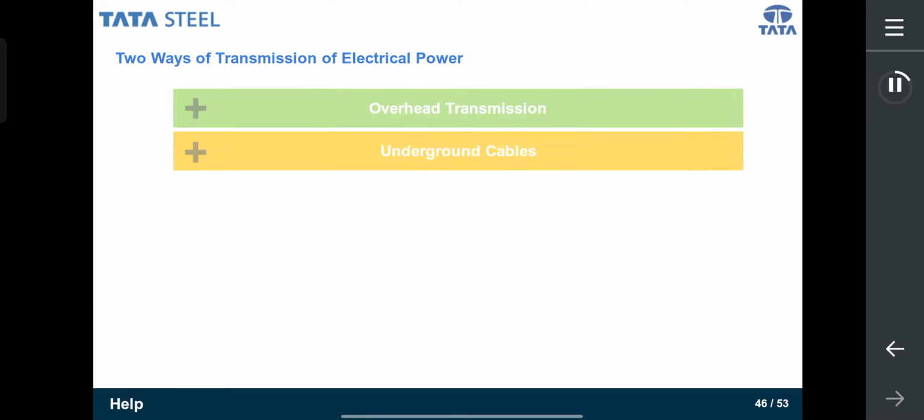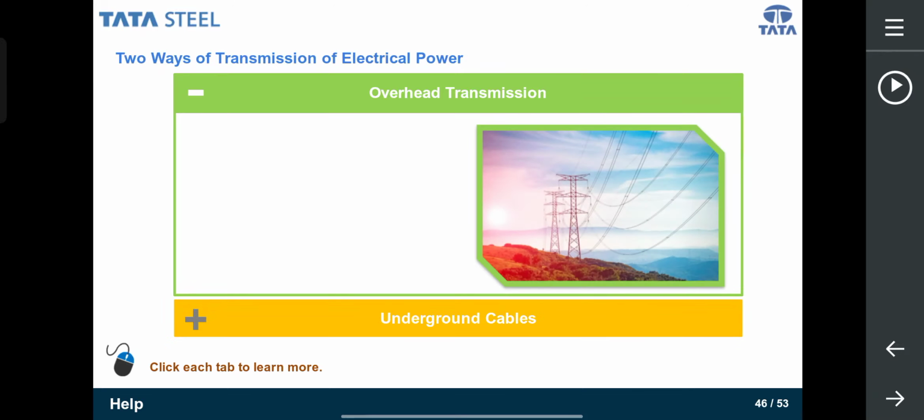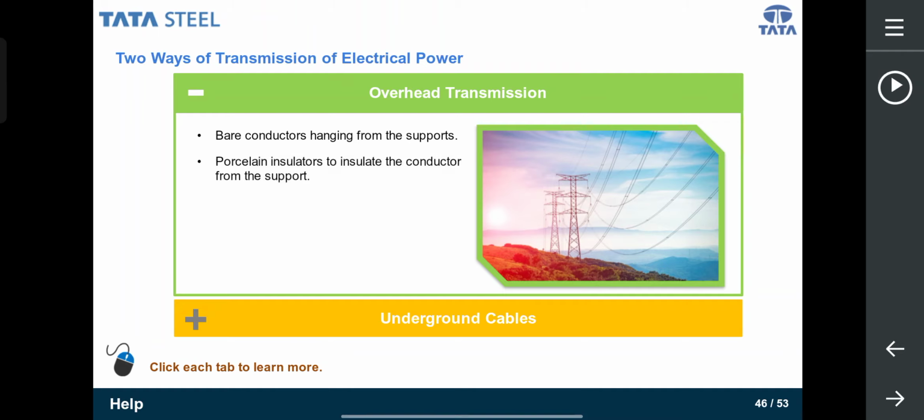There are two types for electrical power transmission. Click on each tab to learn more. Overhead transmission: bare conductors hanging from the supports. Porcelain insulators to insulate the conductor from the support. Less costly. Prone to occurrences of faults. Less time required for repairs.